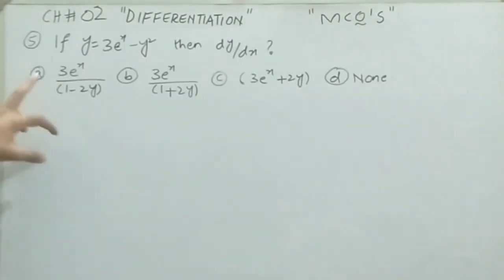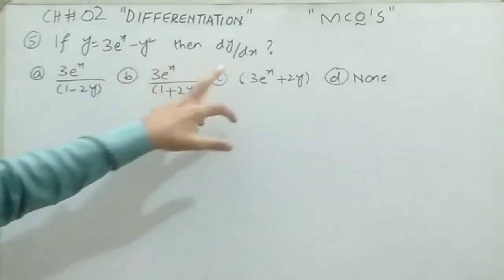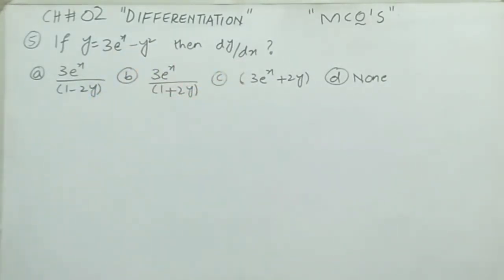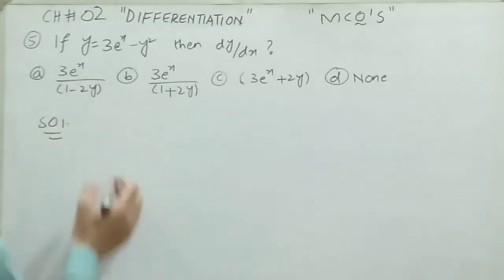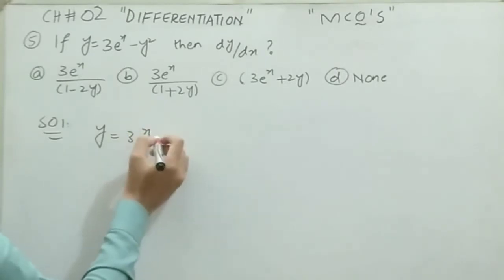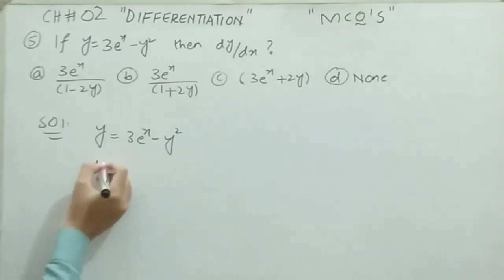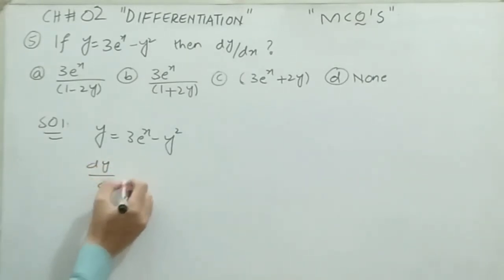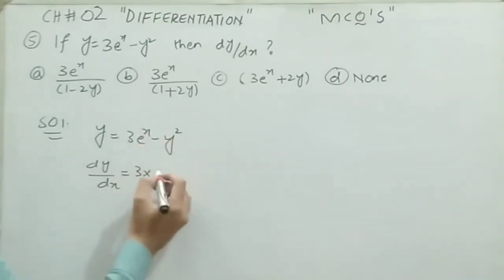Now move to the fifth MCQ. It tells that if y is equal to 3e raised to the power x minus y square, then dy by dx for the given function will be. Move towards solution. Taking the given explicit function y is equal to 3e raised to the power x minus y square. Find derivative of this function. So differentiate both sides with respect to x. So it becomes dy by dx will be equal to 3 multiply derivative of e raised to the power x, which is always equal to e raised to the power x.